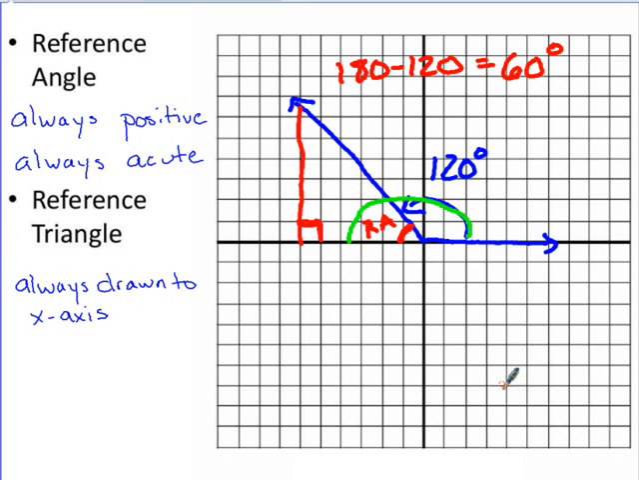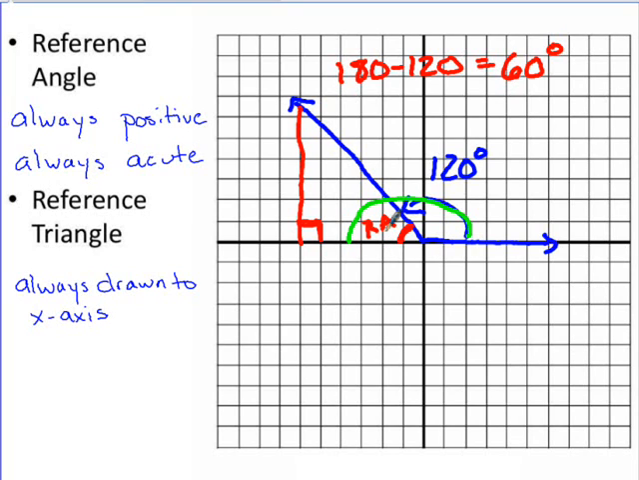Okay. What you need to know about reference angles, they are always positive and they are always acute. Okay, so positive and between 0 and 90. Alright, we can't have a reference angle of 100, can't have a reference angle of negative 40. Always positive, always acute.